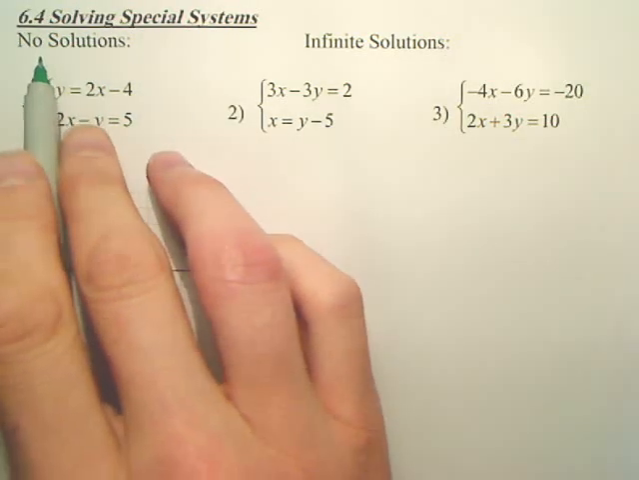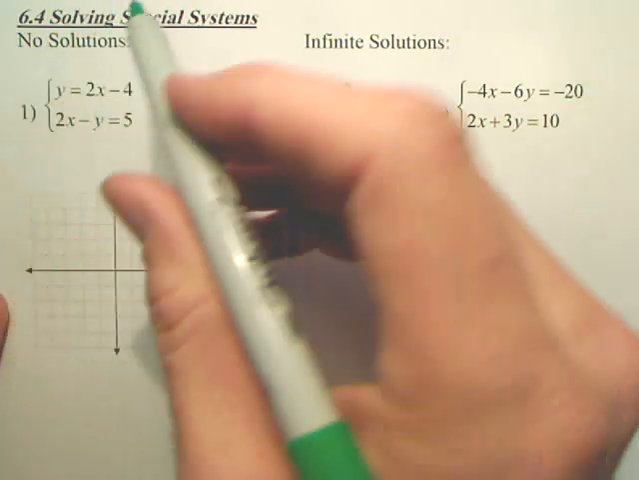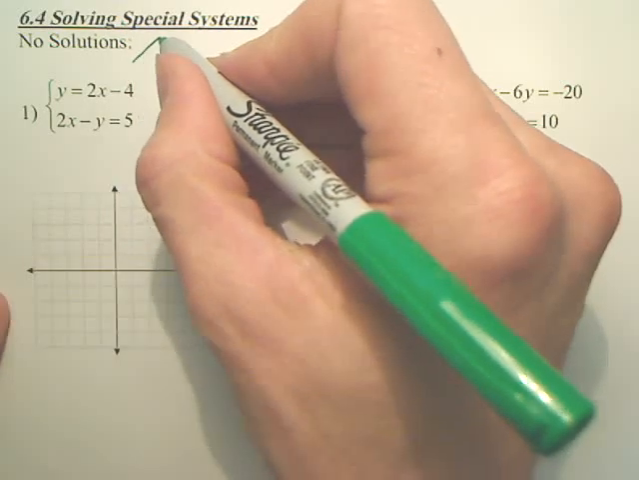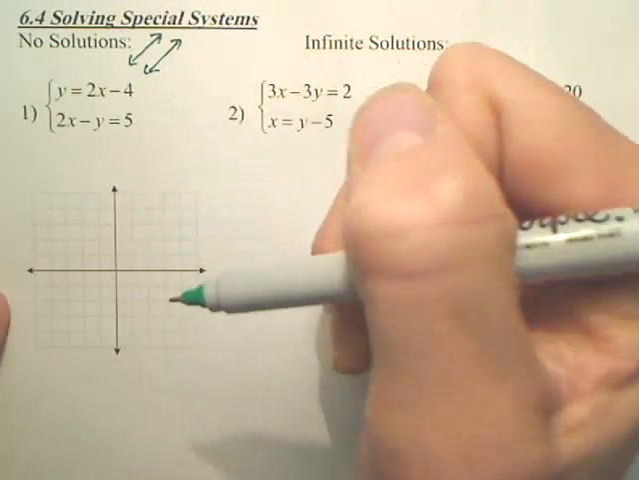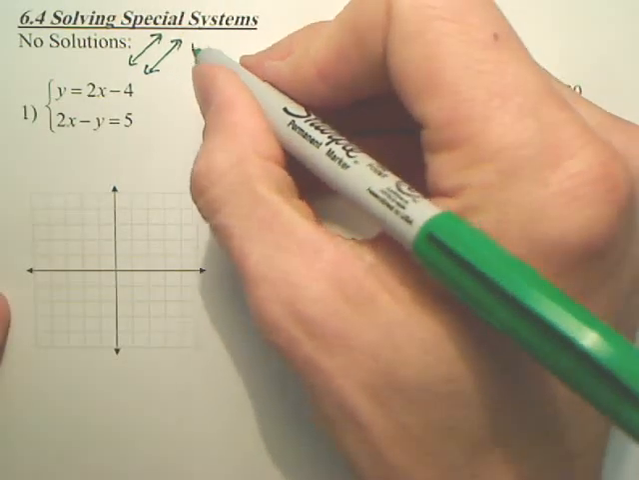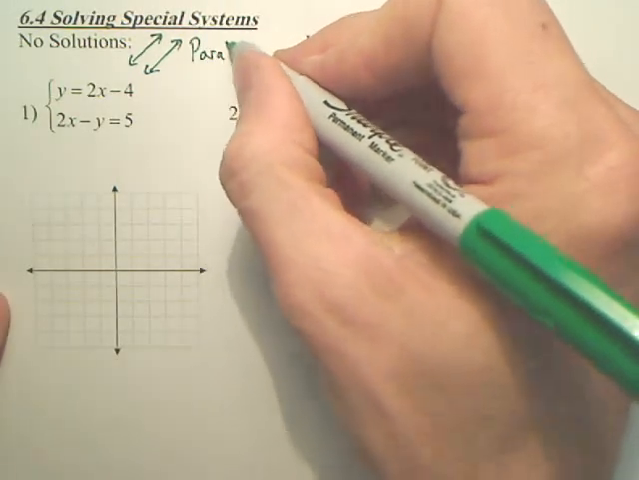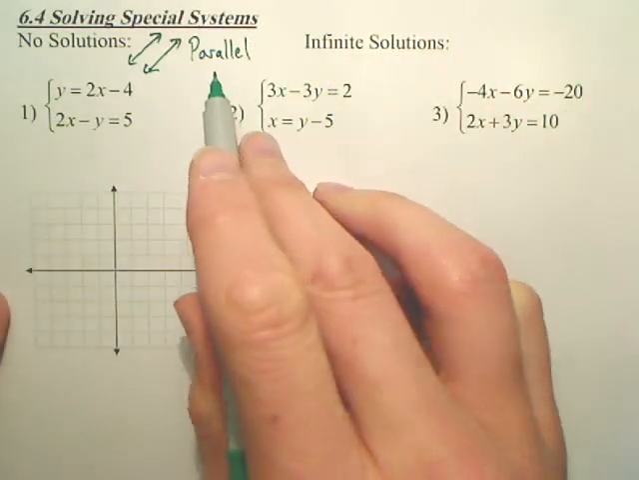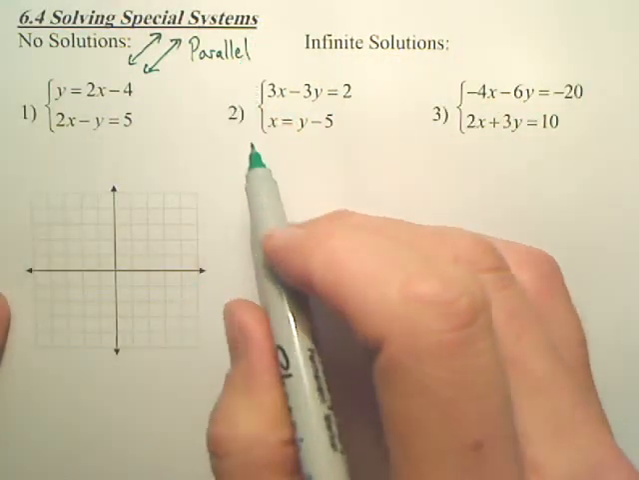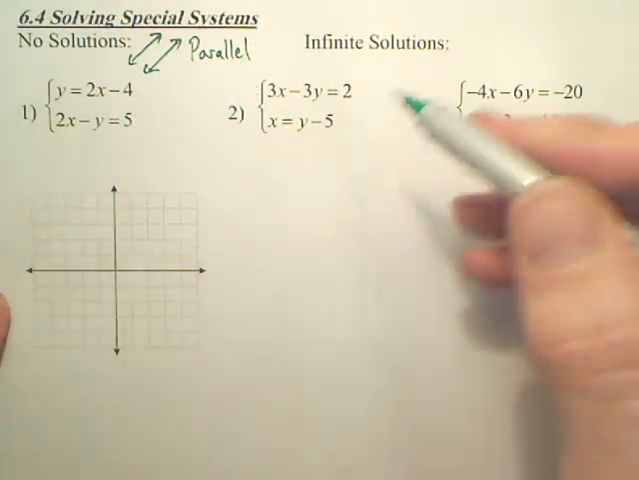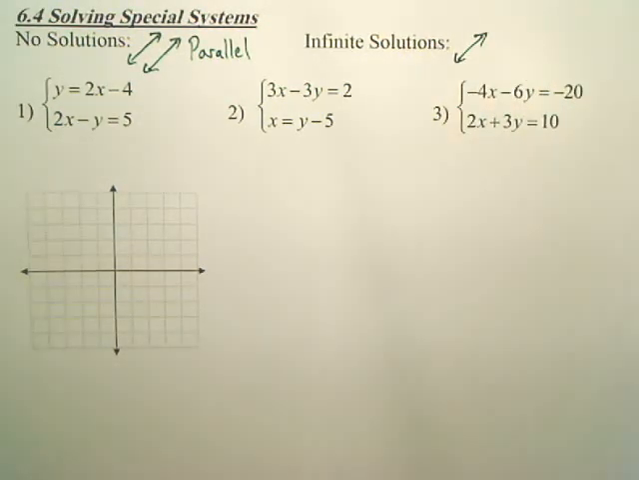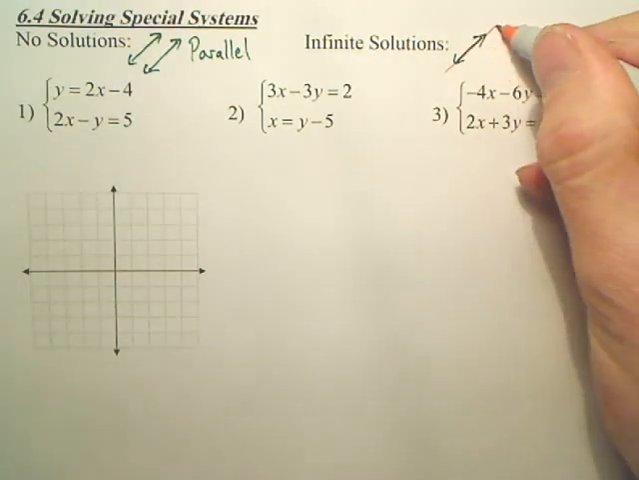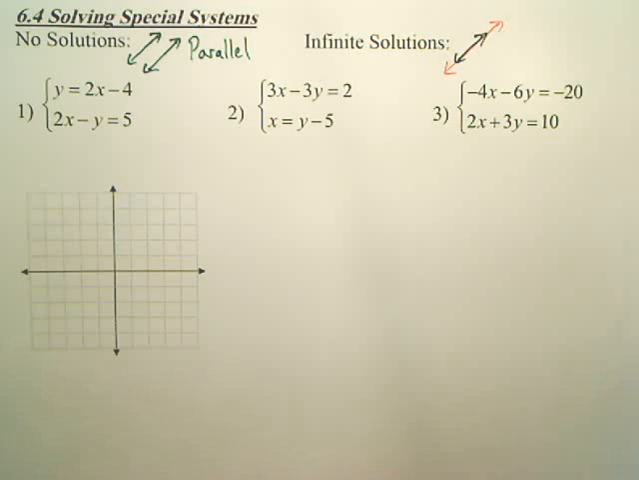Alright, you guys. No solutions to a system of equations are these. When you have no solutions, you have two lines that are parallel. That means no solutions. Infinite solutions mean you have two lines that are right on top of each other. Thus, they always hit.